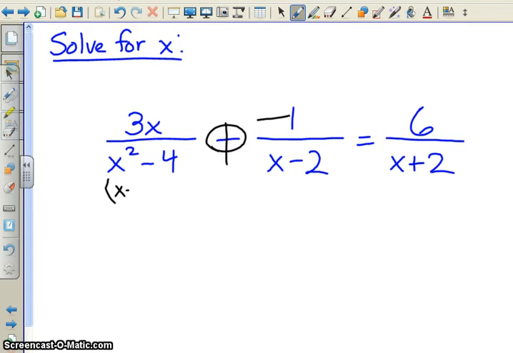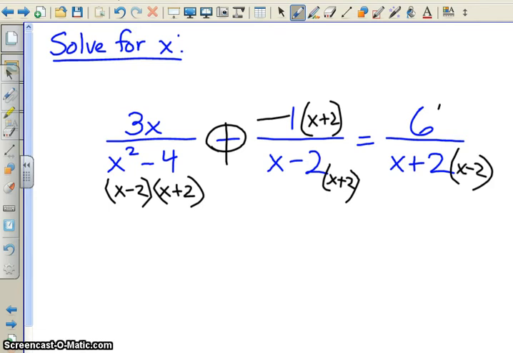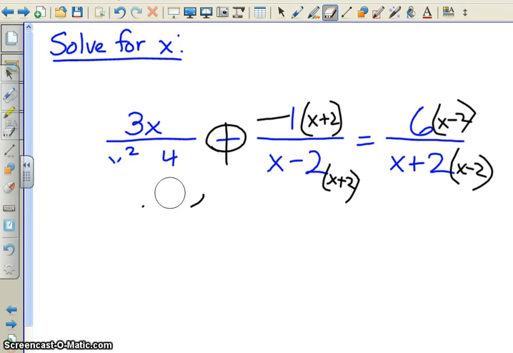So if I factor out this first denominator, this shows me what I can use as a common denominator throughout this problem. x minus 2, x plus 2. Because my second fraction already has an x minus 2, all it needs is x plus 2 on the bottom, and whatever I do on the bottom, I do on the top. And my last fraction has an x plus 2, it needs an x minus 2, top and bottom. And now, with those common denominators throughout, we can just ignore these.